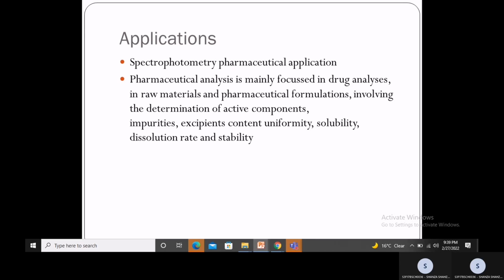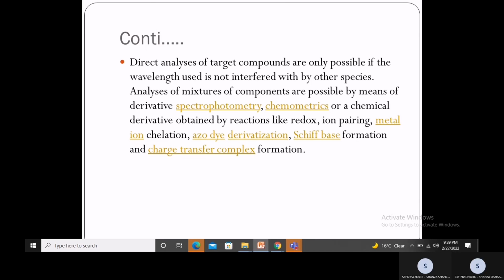Direct analysis. Through spectrophotometry, direct analysis of target compounds is only possible if the wavelength used is not interfered with by other species. Analysis of a mixture of components is possible by means of derivative spectrophotometry or chemical derivatives obtained by reactions like redox, ion pairing, metal ion chelation, azo dye derivation, and Schiff base formation.